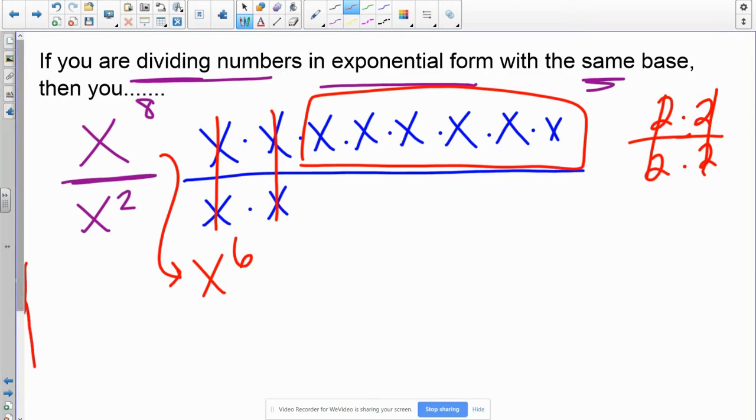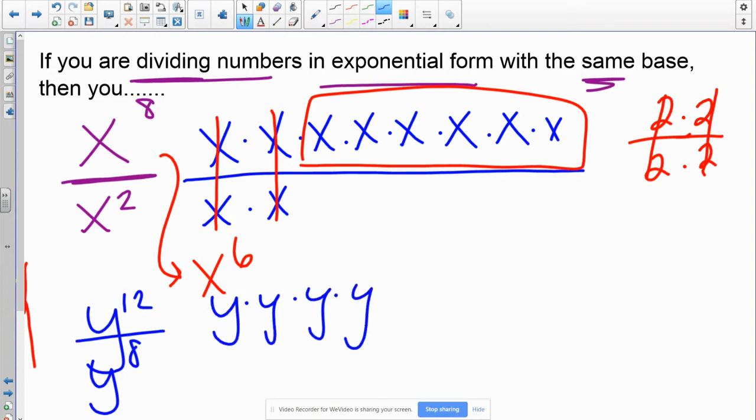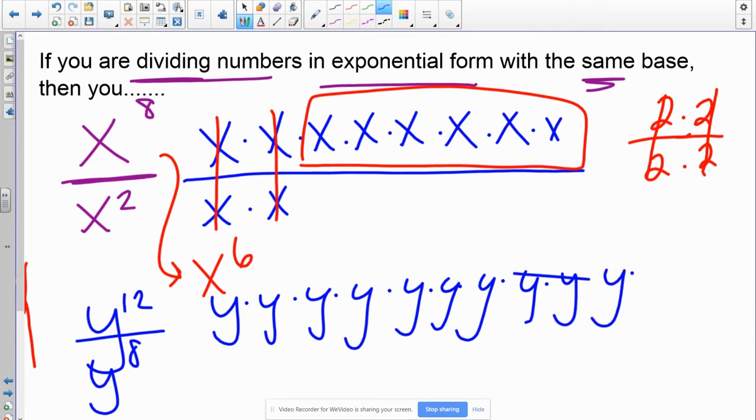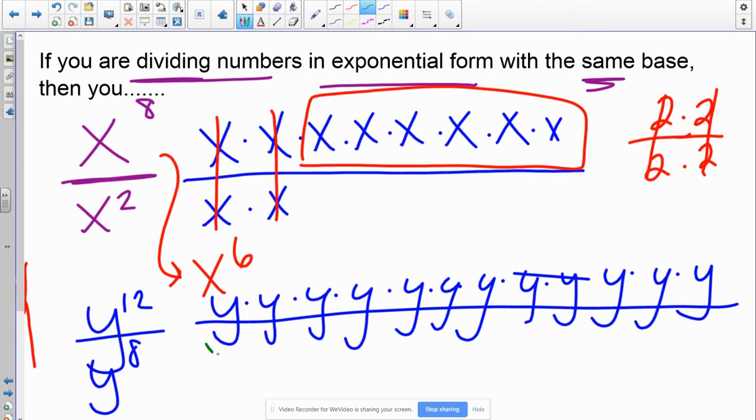Let's just go with y to the 12th divided by y to the 8th. Okay, so I got 1, 2, 3, 4, 5, 6, 7, 8, 9, 10, 11, 12. That's a lot of y's, divided by 8 of them: 1, 2, 3, 4, 5, 6, 7, 8.